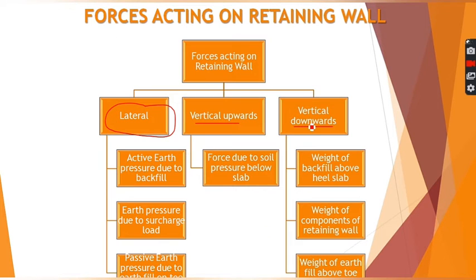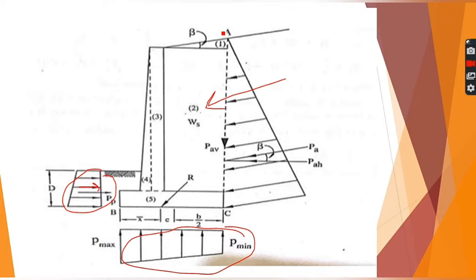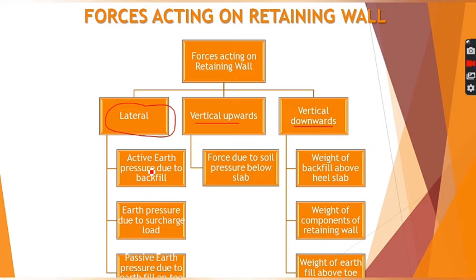Next is vertical downward forces. These vertical downward forces are all the weights acting in and around the retaining wall. Like this is the weight of soil, weight of all components of the wall. This is the weight of stem. There will be the weight of slab. So these all will contribute to the forces acting on any type of retaining wall.